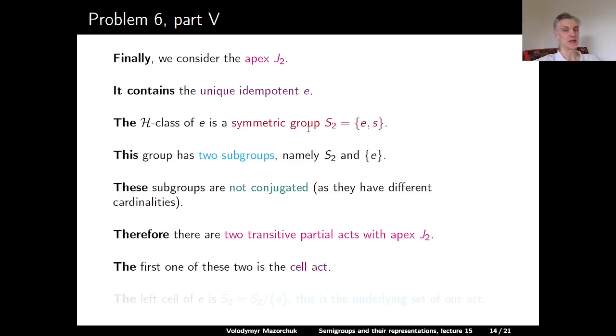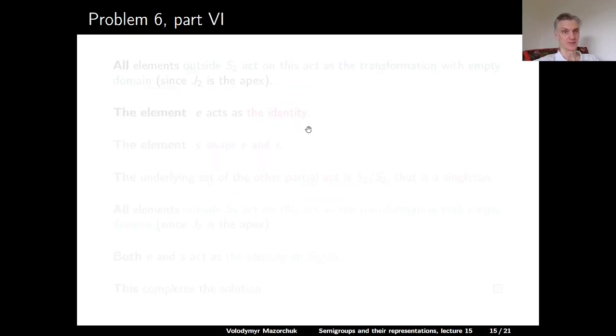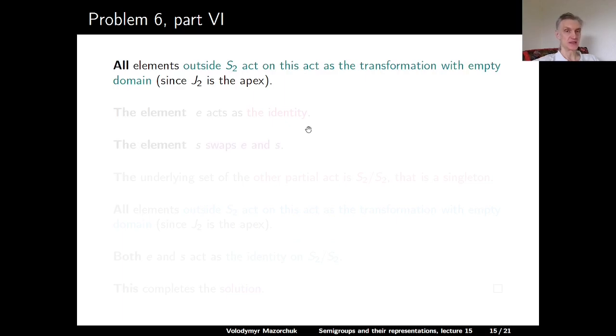The first one is the cell act, which always exists. So the left cell of E is our group S2, and we can identify it with S2 modulo the trivial subgroup. And this is the underlying set of our act. All elements outside S2 act on this act as the transformation with empty domain, because this act has J2 as the apex. The element E acts as the identity, and the element S swaps the two elements of our act, so it swaps E and S.